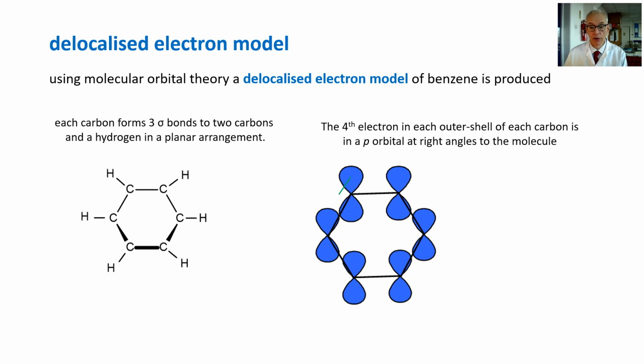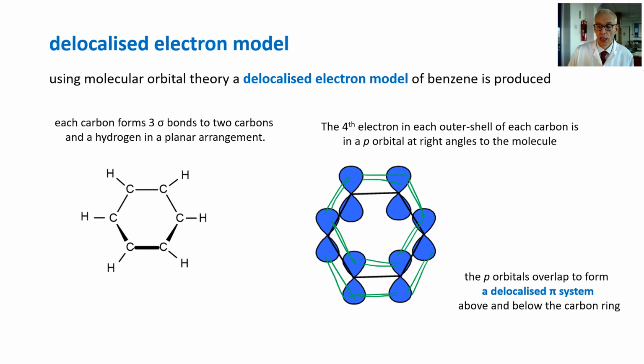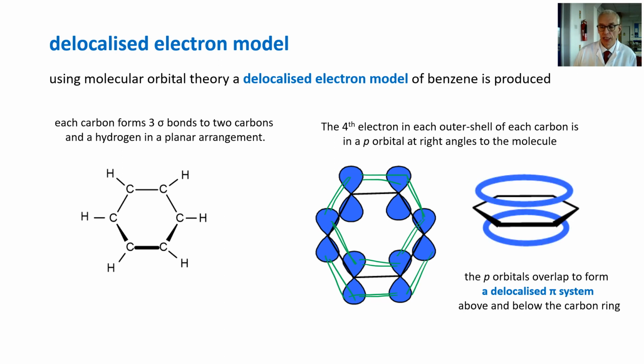So we've got overlapping p orbitals above the plane of the molecule and also below. 2 separate overlapping rings are formed. So we have, if you recall, the overlap of p orbitals is known as pi bonding, so we have a delocalized pi system above and below the plane of the benzene molecule, the carbon ring. And we'll see it represented like so.